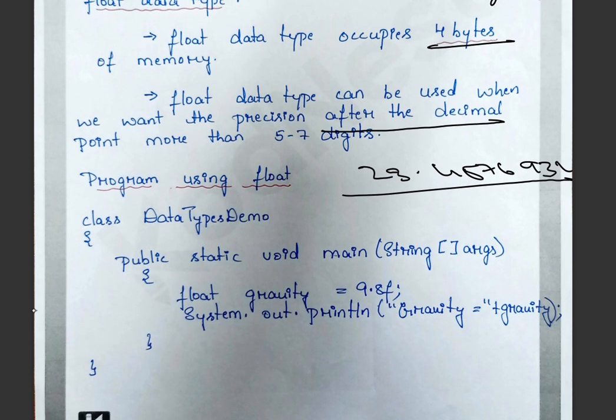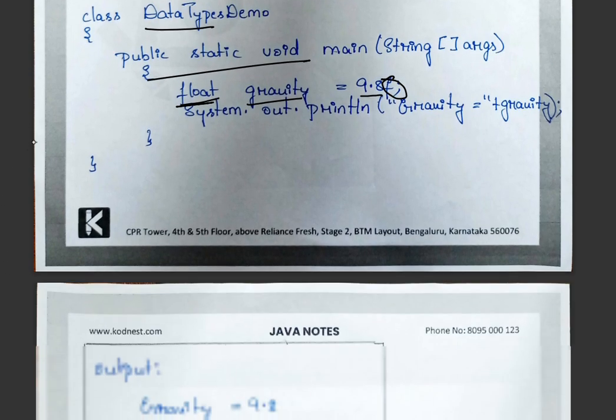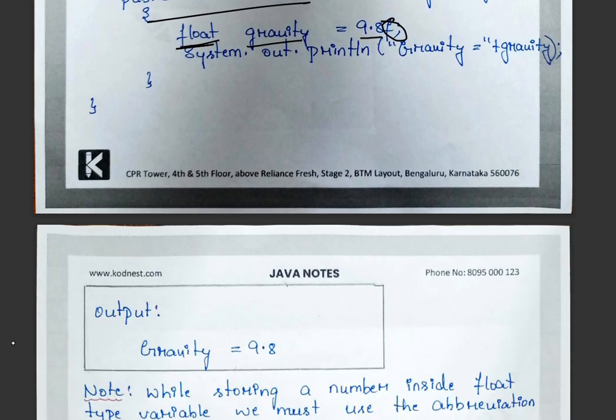So next, the program for float is just like: class, public static void main. Here we use float variable and 9.8. Here we have decimal points, so we use float. And here just remember, just like long, we need to use f for float. So as we come to the output, yes, we have got the output.